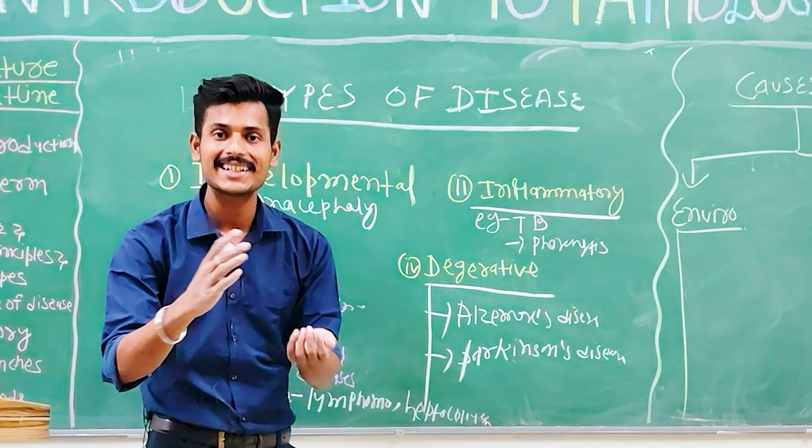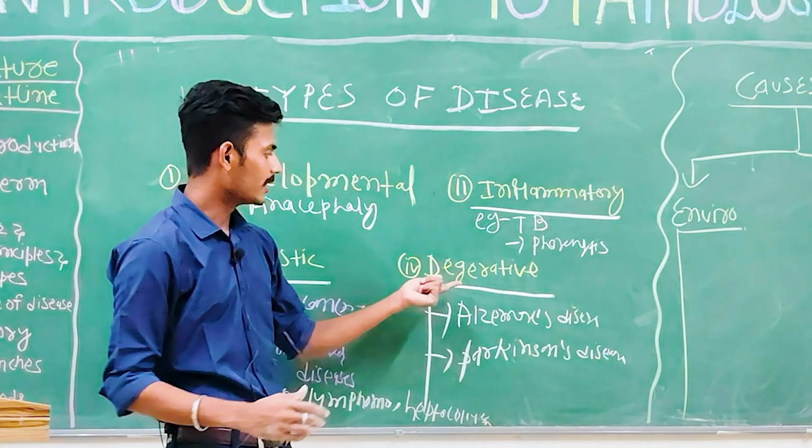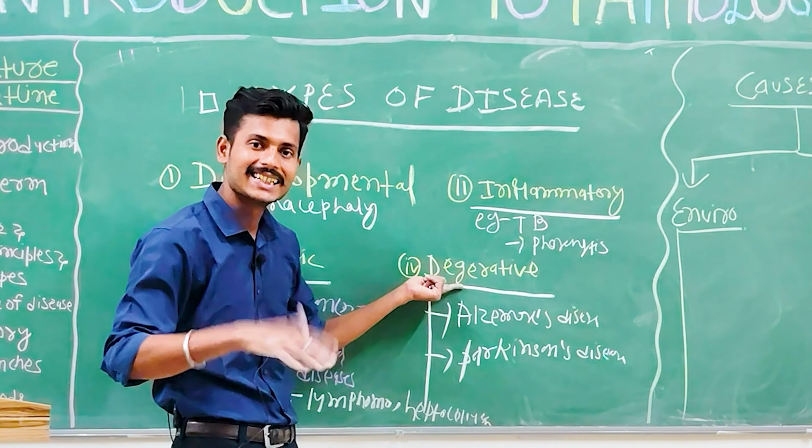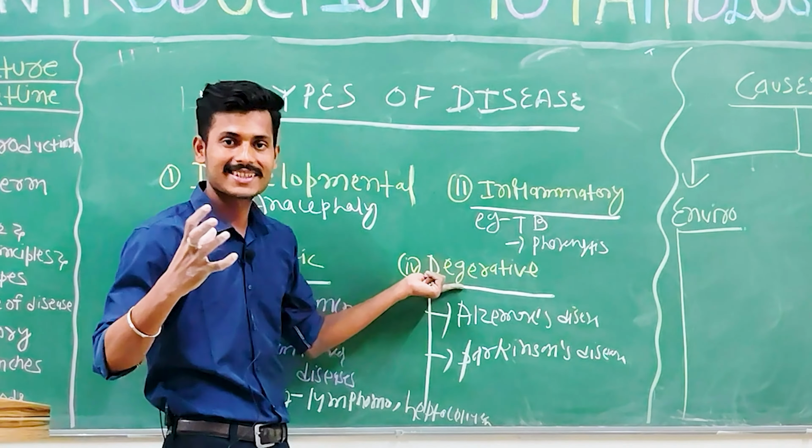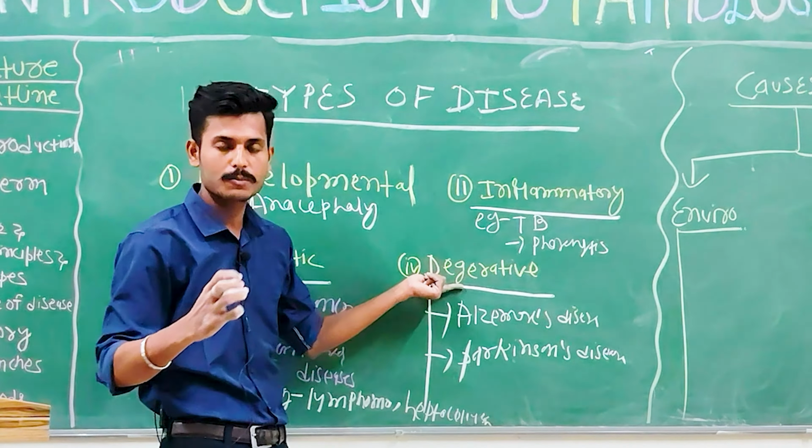Then you have the degenerative disorders, where the cells start degenerating: atrophy, shrinkage of the cell, loss of the cell. Mainly this disease happens in old age. For example, Alzheimer's disease, with clinical feature dementia, loss of memory. Then you have Parkinson's disease, a movement disorder. Fine, got it, no problem.